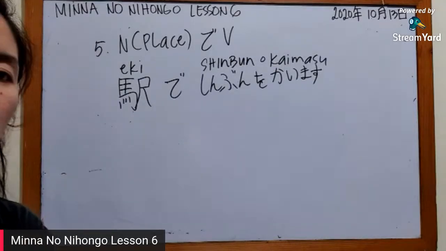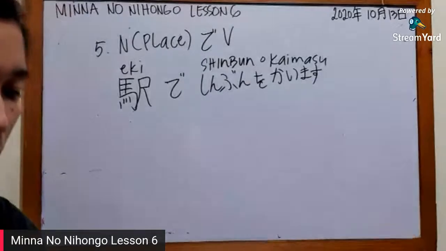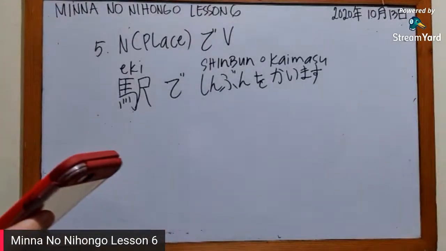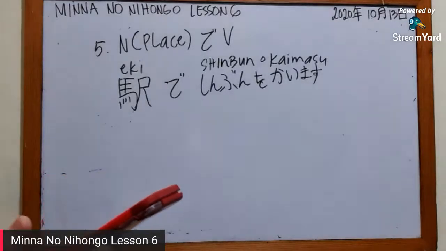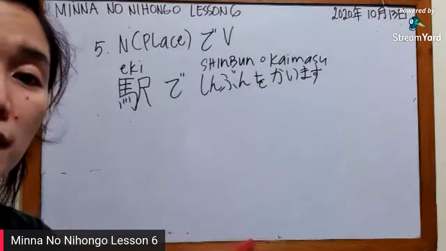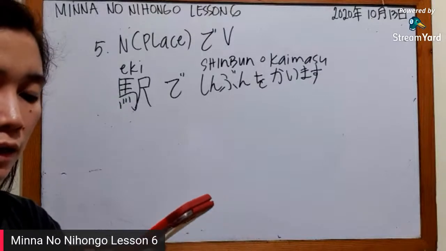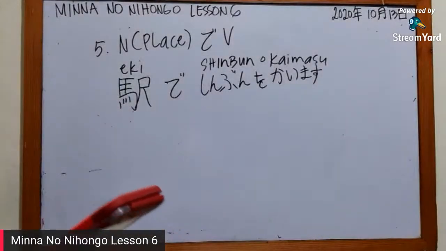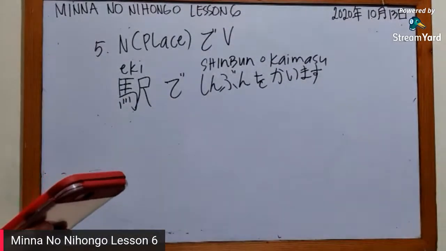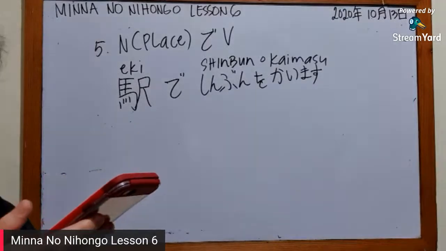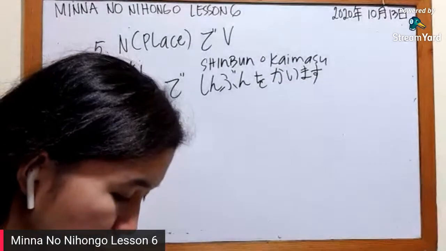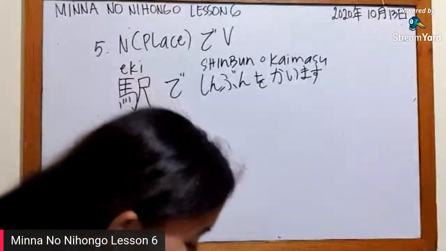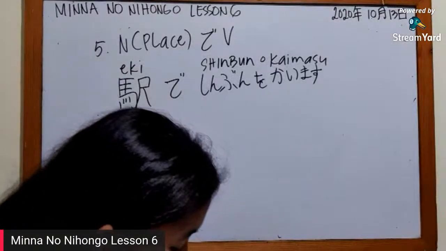Who else? Minasan. It's de tenkyo shiteimasu. Yes, but we're not yet in teimasu form, okay? De gohan o tabemashita. Okay, so naintindihan mo naman siya. So, let's go to our next grammar point.